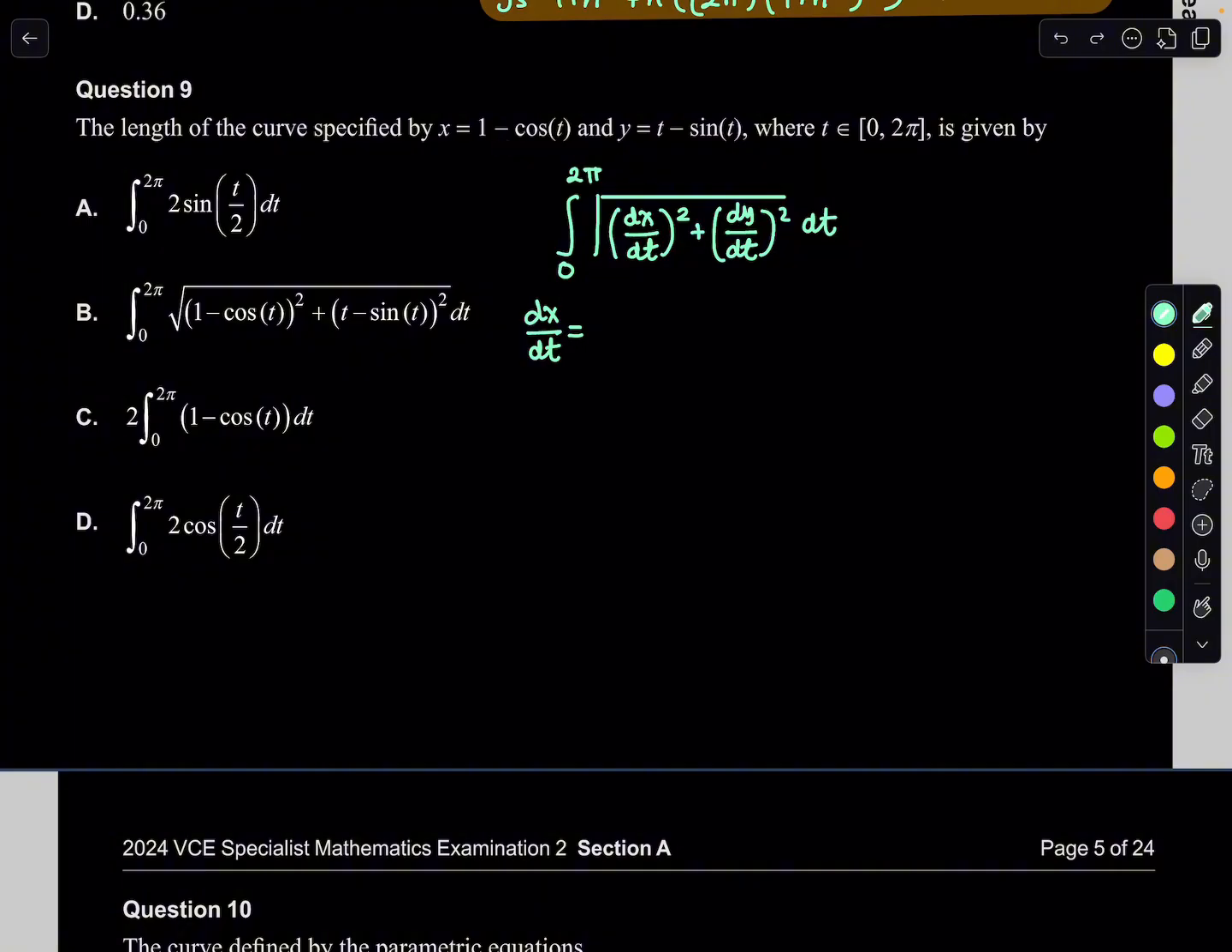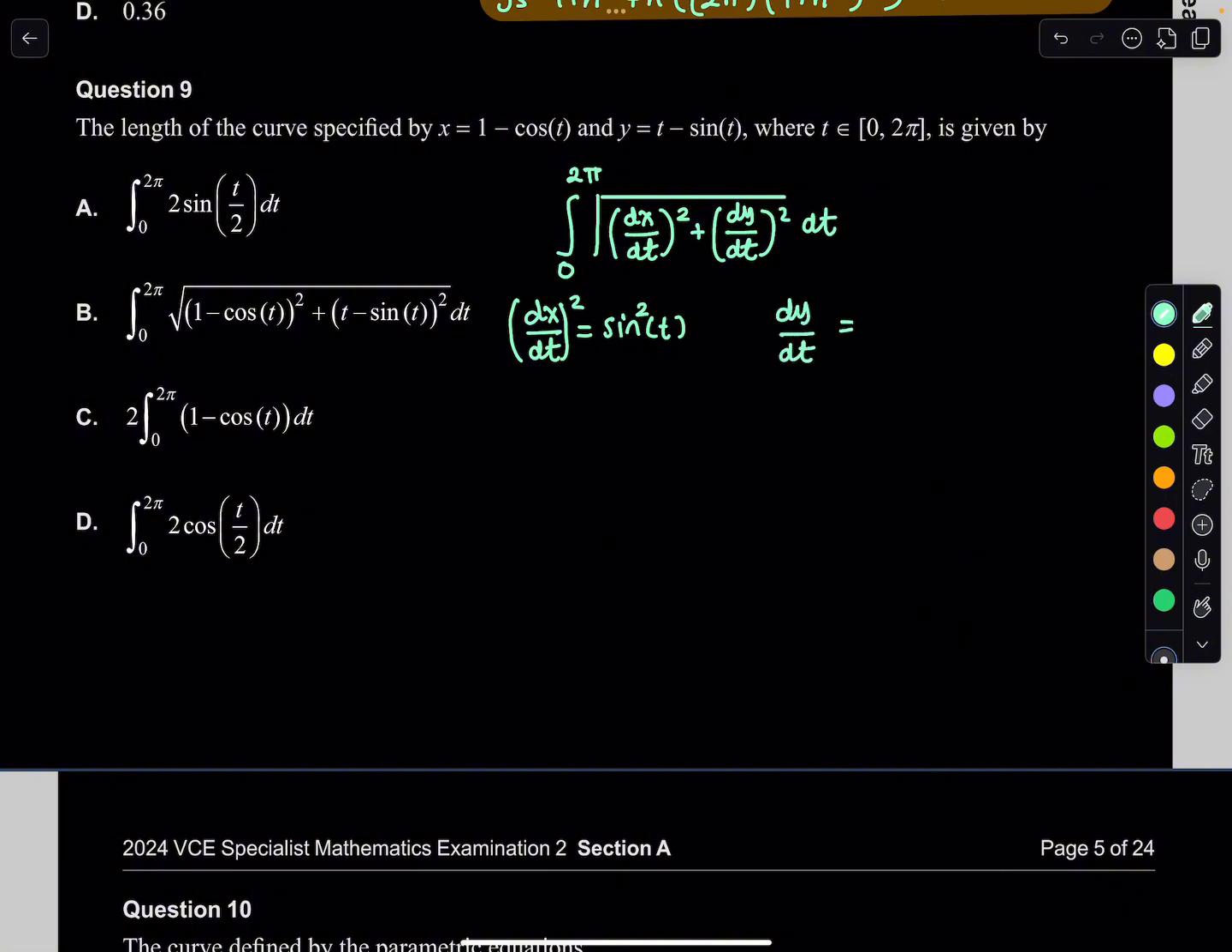So the first, deriving cosine is negative sine, and then you're putting negative, so it'll be positive sine t. And of course, you're squaring it. Remember, you're squaring this whole thing, which gives you sine squared. And the same with dy dt.